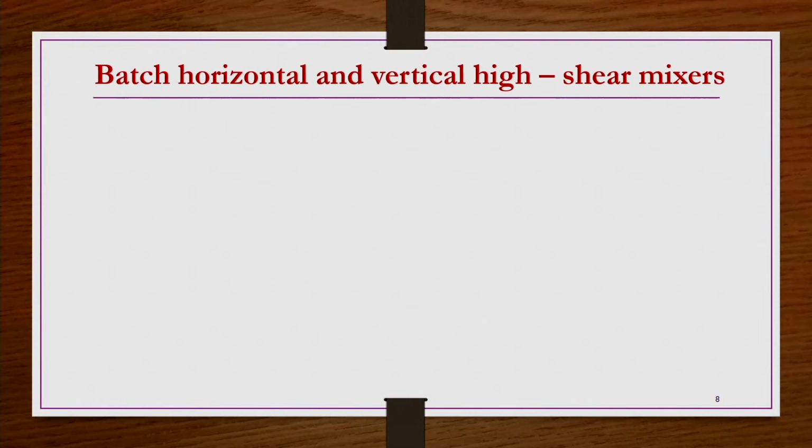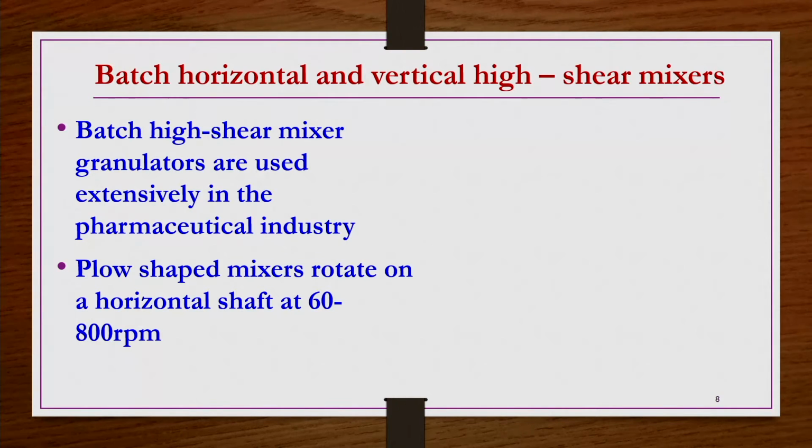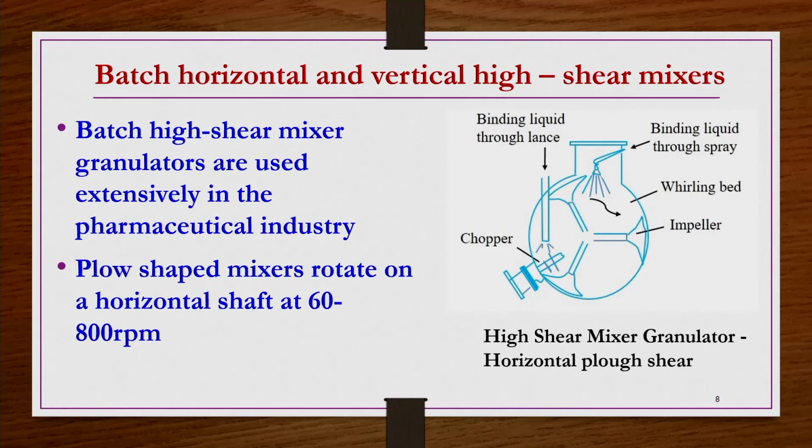Now we see batch high shear mixers or batch high shear granulators. Here we see both horizontal and vertical configurations, right. Batch high shear mixer granulators are used extensively in the pharmaceutical industries. In general, plow shaped mixers rotate on a horizontal shaft at 60 to 800 rpm. Schematically, you can see here a high shear mixer granulator, horizontal plow shear.